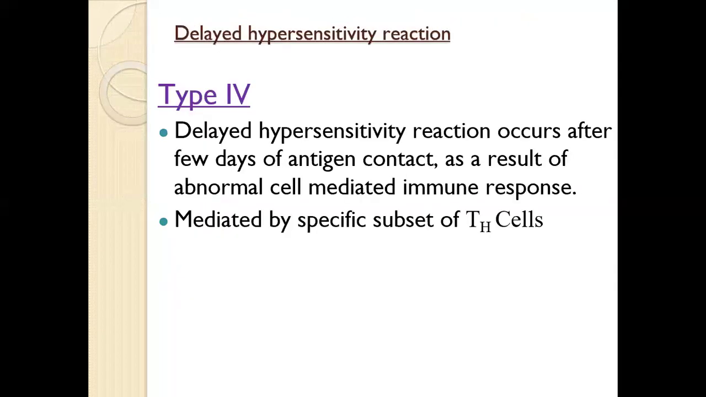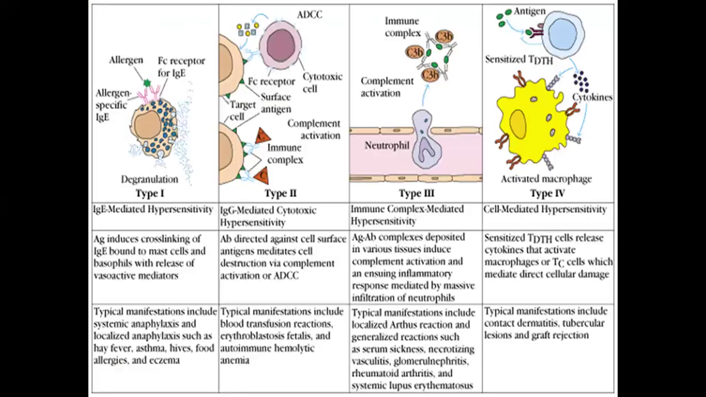Next is delayed type hypersensitivity reaction, that is type 4 hypersensitivity. Delayed type hypersensitivity reaction occurs after a few days of antigen contact as a result of abnormal cell-mediated immune response. We already said type 1, type 2, type 3 are mediated by humoral immune response and type 4 is mediated by cell-mediated immune response. This type 4 is mediated by a subset of T helper cells. So next we will move on to our topic, that is type 1 hypersensitivity reaction.